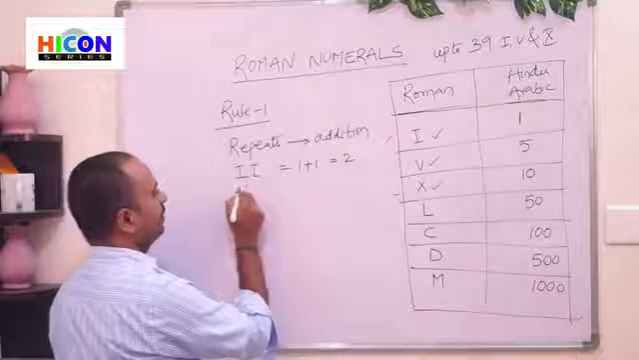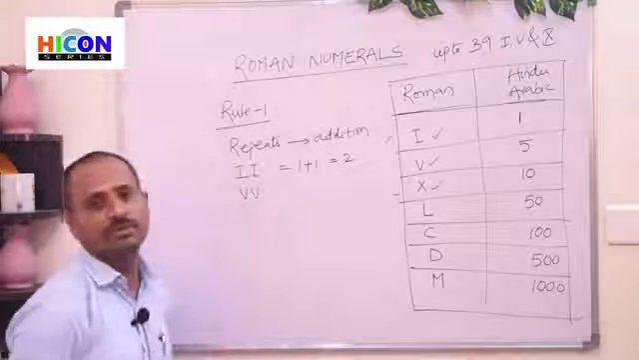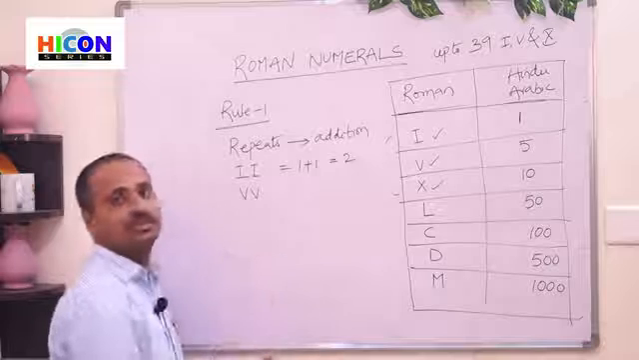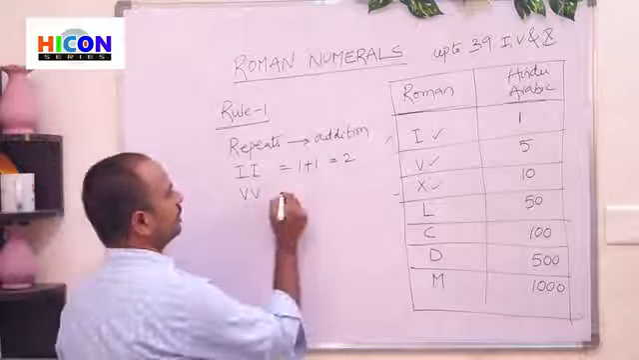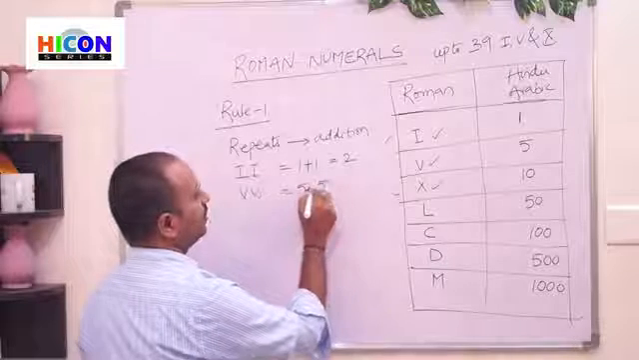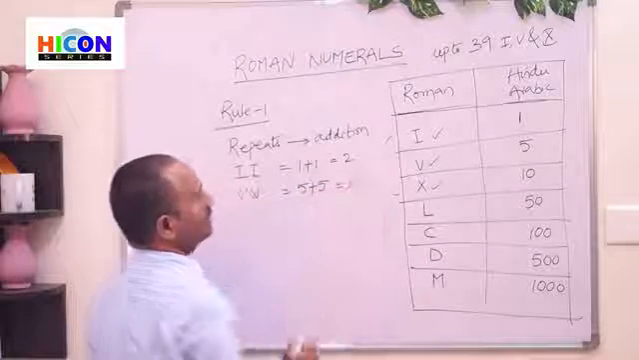In the same way, V. Here the V is repeated 2 times. If any symbol is repeated, that means we have to make addition. So V means 5 and V means 5 and we have to make addition. So 5 plus 5, 10.